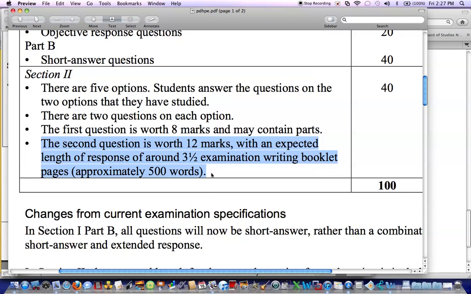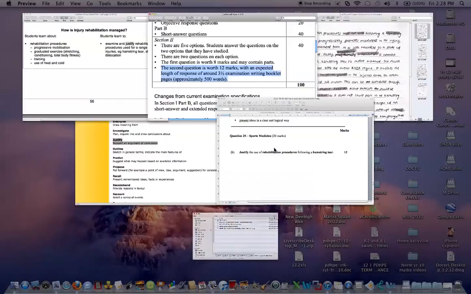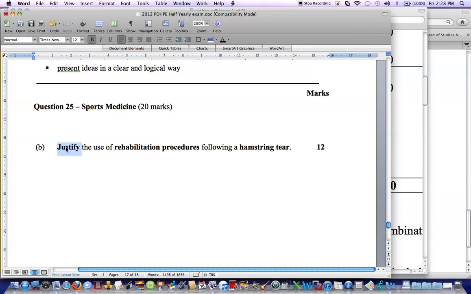People spoke about RICER for the whole answer, and I just don't understand why RICER came in. The number of boys that weren't able to justify, they weren't able to support an argument for the use of rehabilitation procedures, but instead just went through and explained each of the rehabilitation procedures for a hamstring tear. So there's a big difference there. The justification needed to be very, very clear for the use of rehab procedures. And it was poorly set out.